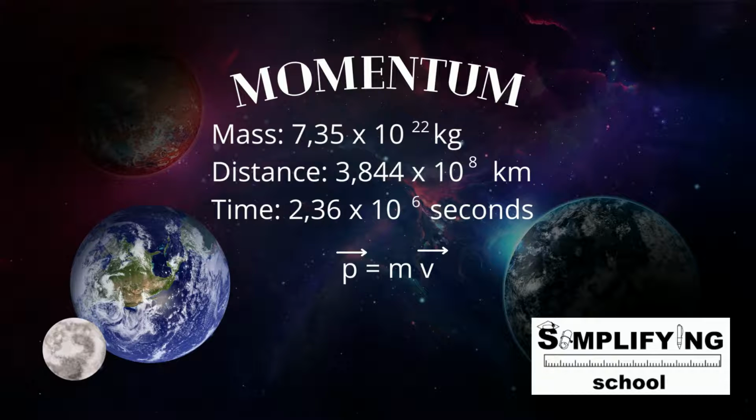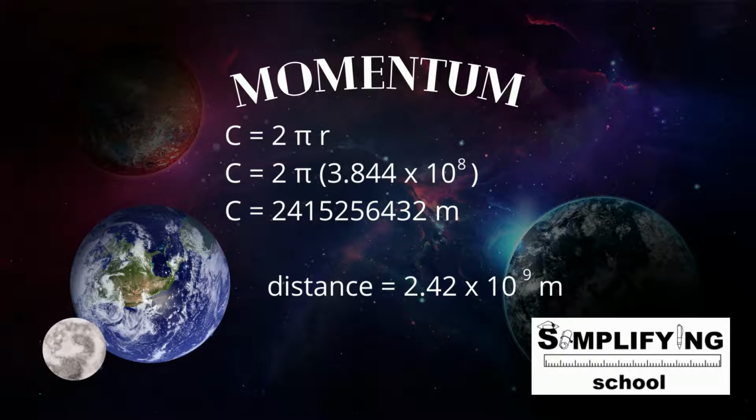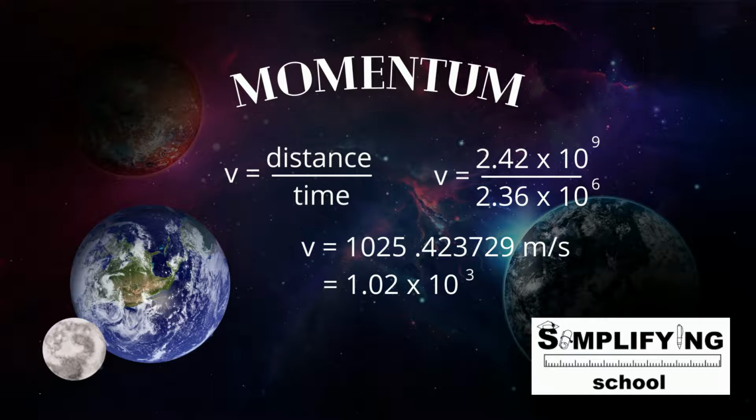We know for momentum we need to multiply the mass times the velocity. So the next step is we need to find the velocity. Velocity is distance over time. For the distance we need the circumference. So c is equal to 2 pi r. In other words, we could calculate it as 2 times pi times 3.844 times 10 to the power of 8. And that would give us, let's write it in meters in scientific form, 2.42 times 10 to the power of 9 meters.